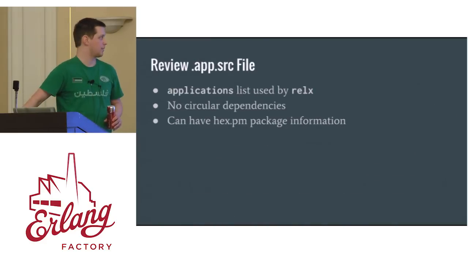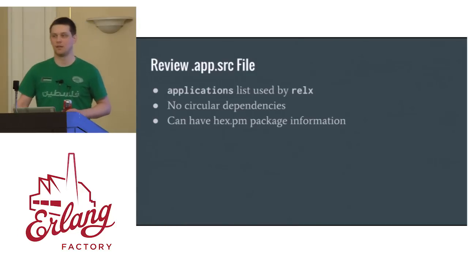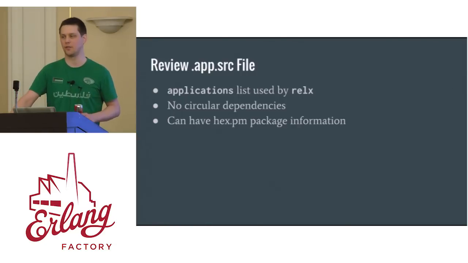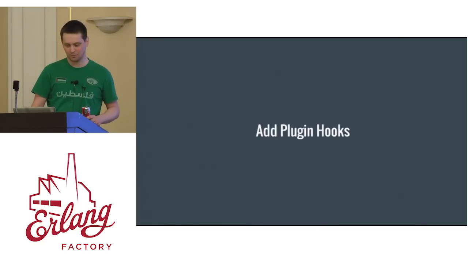You'll want to check your app.src, especially if you're building releases or if other people are using your application to build releases, because they're going to get mad at you if you don't put your runtime dependencies in the .app.src file when they build a release and your dependencies aren't included in the release. Very annoying, which also, surprisingly, people started finding circular dependency problems because we don't allow that. And the .app file is partially used to construct the build order of all the applications, and so with circular dependencies, we can't build it at that point. So make sure you don't have those.